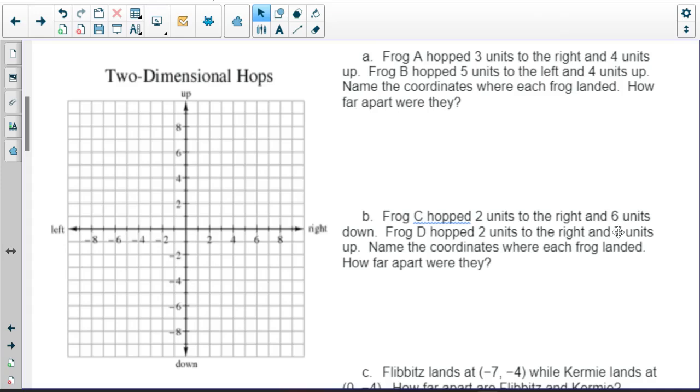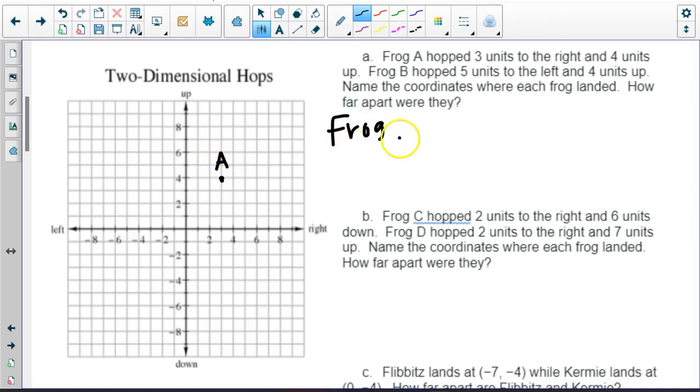Frog A hopped 3 units to the right and 4 units up. So let's go ahead and plot that. We always start at 0, 0. We're going to go 3 units to the right and then 4 units up, and we're going to make our dot here. Okay, so this would be frog A. So how I would write that as a coordinate or an ordered pair, I went over 3 on my x-axis and then I went up 4 on my y. So that would be 3, 4.